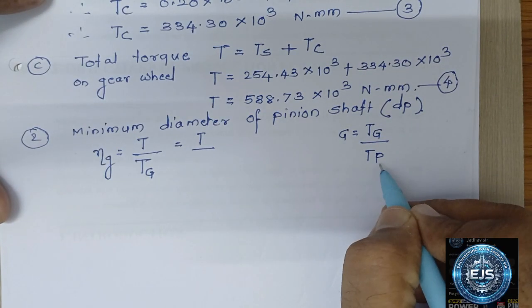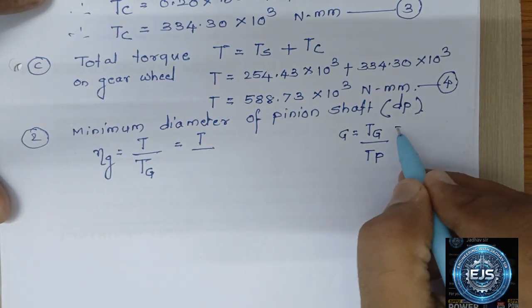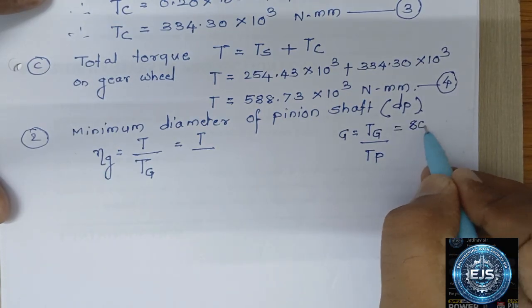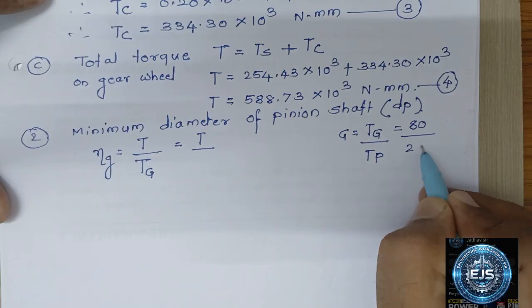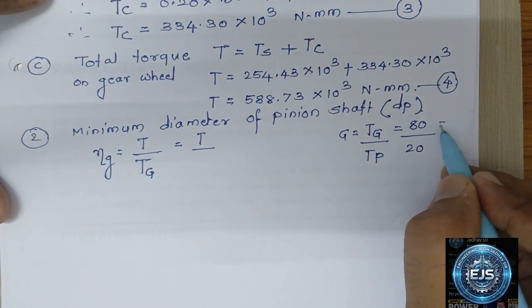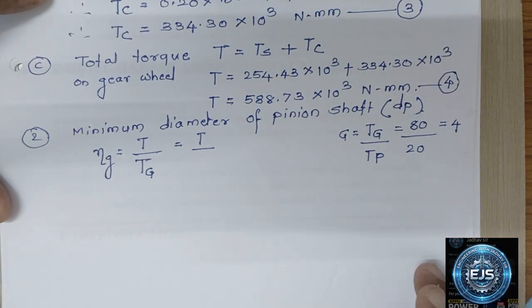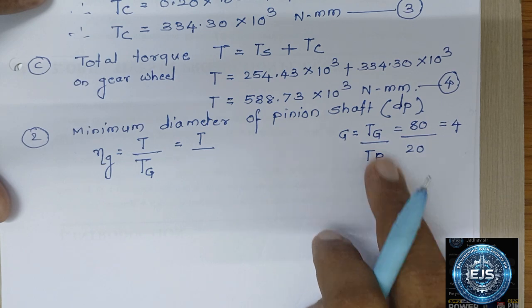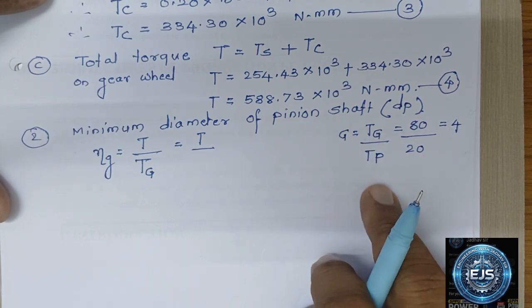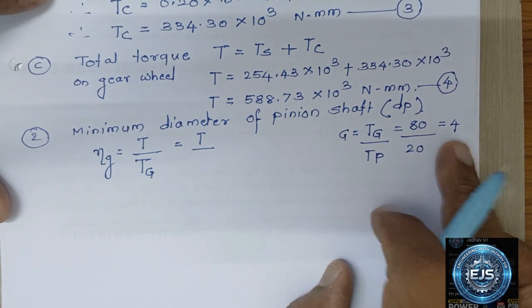Tg upon Tp is the gear ratio. Here the number of teeth on the gear is 80, divided by the number of teeth on the pinion, which is 20. So the gear ratio is 4. Gear ratio is nothing but Tg upon Tp, or torque on gear wheel upon torque on pinion. So this ratio is 4.